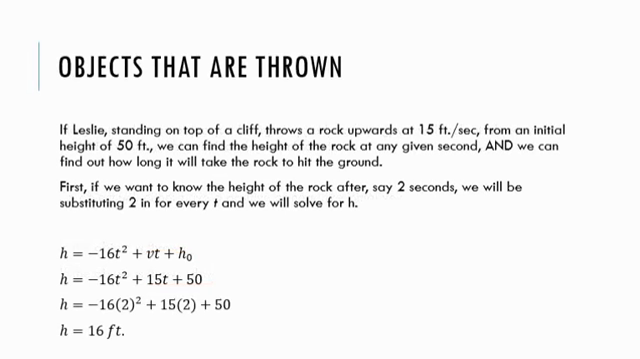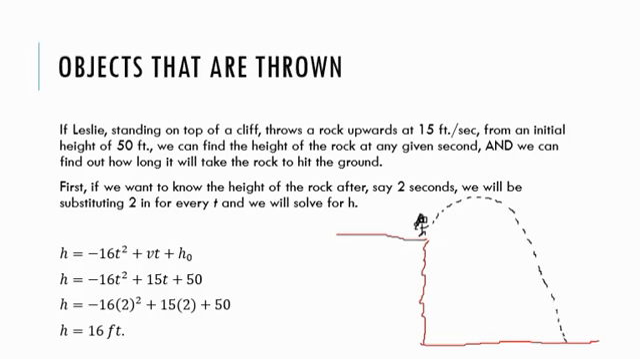So let's attempt this real world problem. Essentially we've got Leslie. She's on top of a cliff, and I'll draw that cliff out for you. So here's a cliff, and there's the ground below it. And then here is Leslie. She's on top and she's just having a ball throwing rocks off the cliff. Okay? She's going to throw a rock. It's going to go up, and then it's going to come back down.